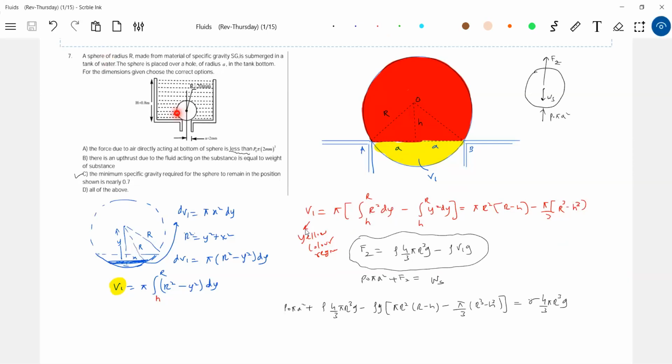Okay, this is something like there's a sphere, and there's water, everything is water. There's a hole; this part is a hole in the tank bottom. For the dimensions given, choose the correct option. So it's telling a radius of the sphere is 20 millimeter. Radius of hole is 2 millimeter. Height to which the water is filled up is 0.8 meter. Okay, how to do that one?